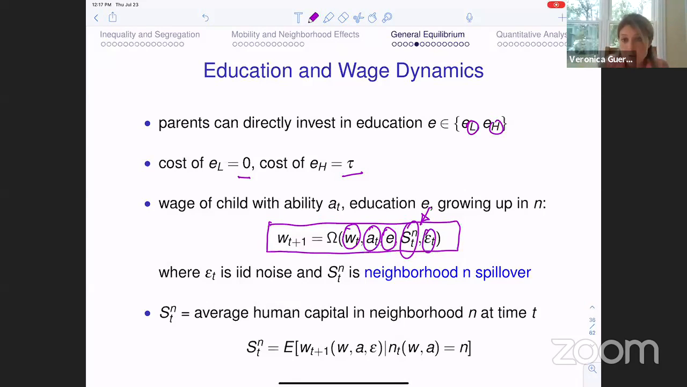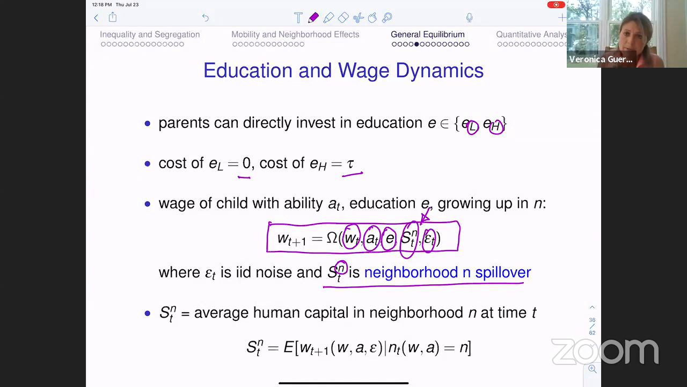And then what is S_tn? It is the neighborhood N spillover. The assumption is that if the child grows up in neighborhood N, then S_tn is the size of the spillover in the neighborhood, and the larger the spillover, the higher the return to education of the kid, and so the higher the income when he grows up.